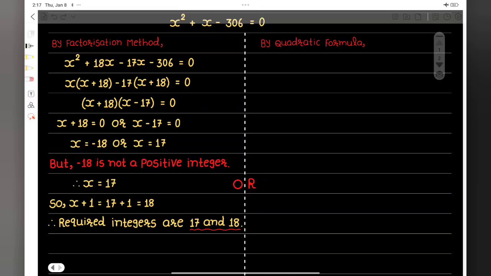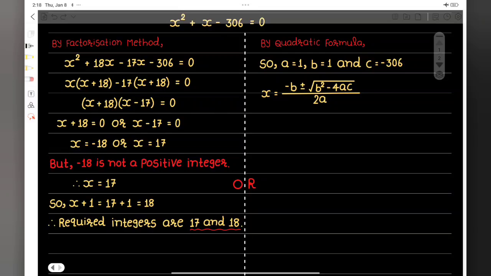If students want to try quadratic formula, then another method for solving this quadratic equation is quadratic formula. What is the quadratic formula? x is equal to minus b plus or minus root b square minus 4ac upon 2a. If we compare our given quadratic equation x square plus x minus 306 is equal to 0 with ax square plus bx plus c is equal to 0, which is standard form of the quadratic equation, we will get a is equal to 1, b is equal to 1 and c is equal to minus 306.